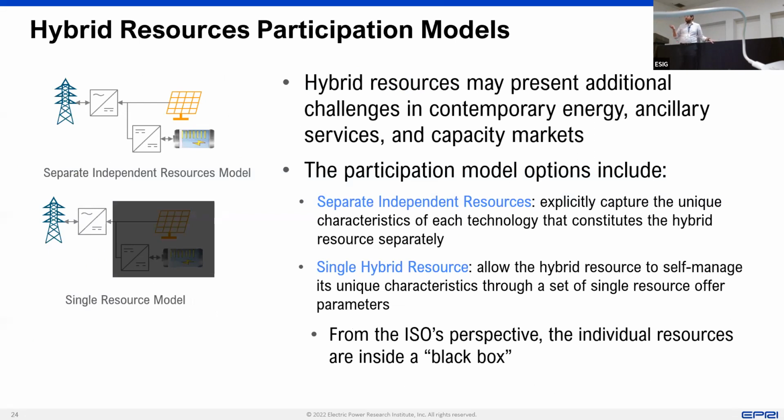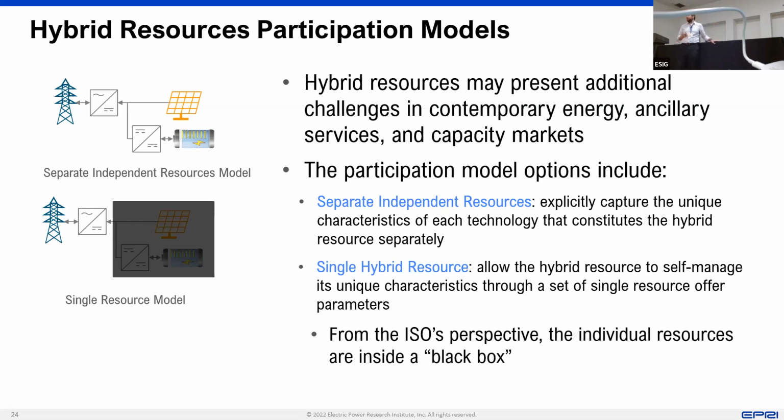Hybrid resources. I think we'll talk more about that in the panel as well. But it adds another layer of complexity, because now you have two facilities that are interconnecting in the same location and can be operated potentially very differently than if each of those technologies were operating independently. So we're seeing now that there's kind of two different participation models for these resources. One being the separate independent resources, sometimes called the co-located model, sometimes called the 2R or two resource model.